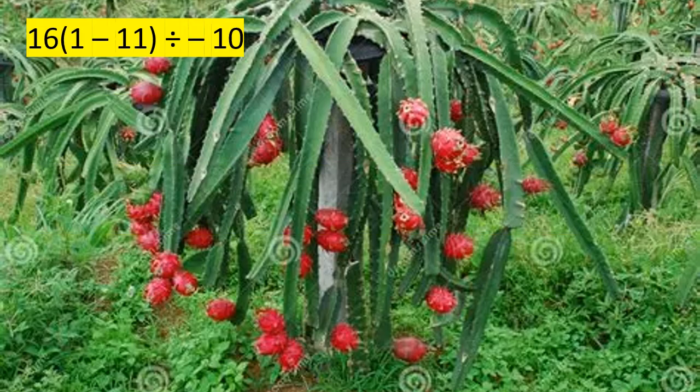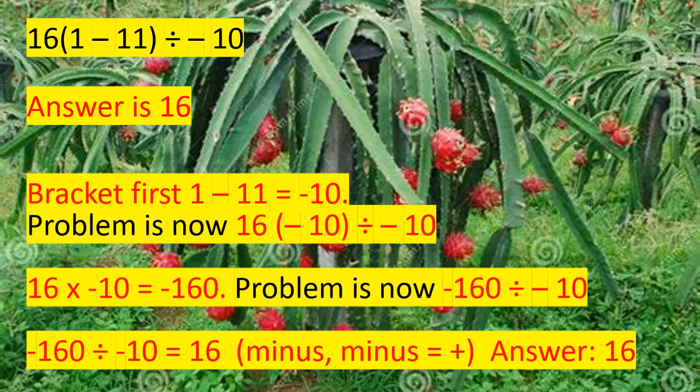And the next one, 16 bracket 1 minus 11, close bracket, divided by minus 10. Looks a bit messy, this one. So I'm going to go ahead with the answer now, but you might need to pause. Here we go. The answer is 16. How do we get it? Here we go with that one.